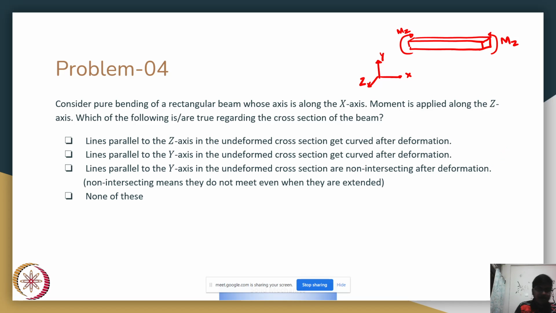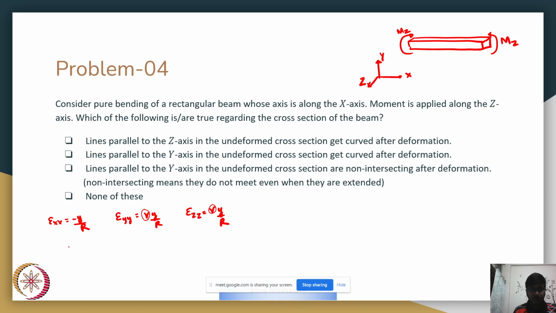So if you remember, we'll go through it like this. Epsilon xx is nothing but minus y by R. Epsilon yy becomes nu y by R. Epsilon zz becomes nu y by R. Nu is the Poisson ratio. We assume an isotropic beam, isotropic material making up the beam, so we have only one Poisson ratio.